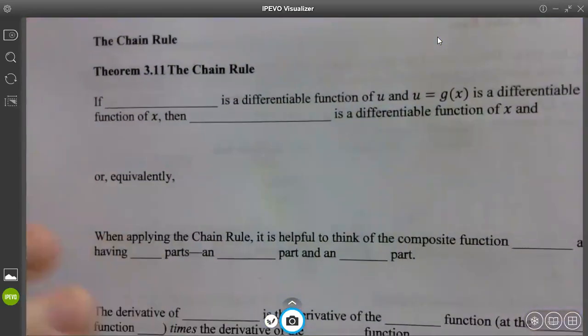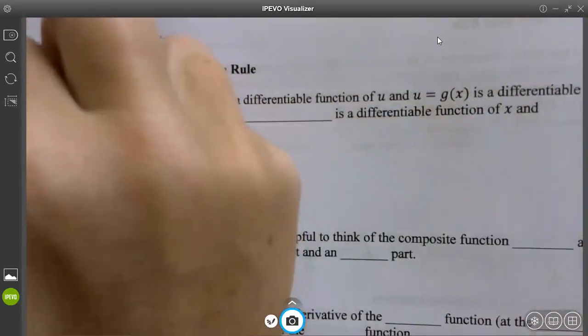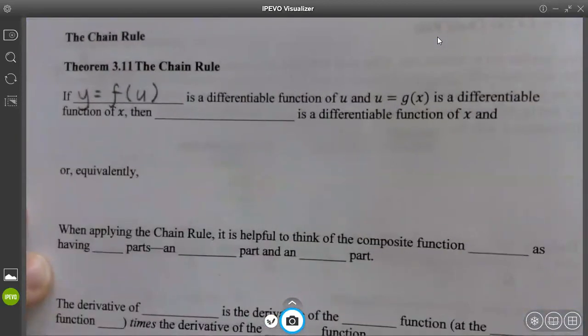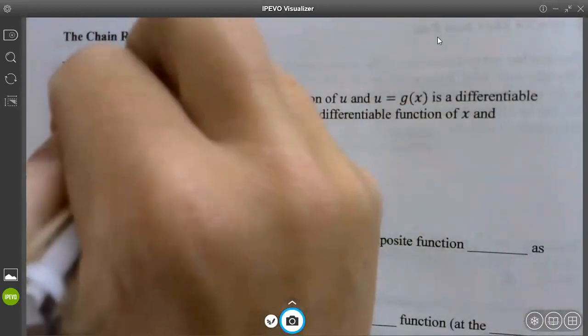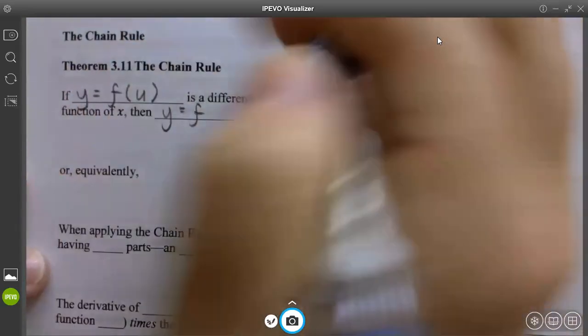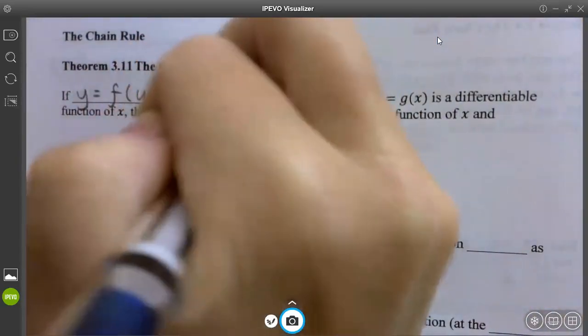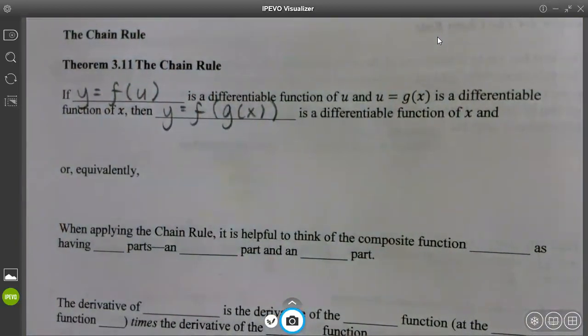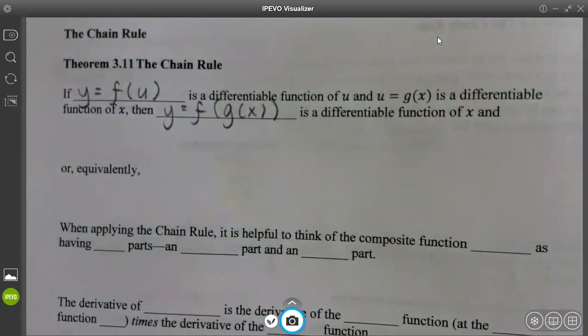So here is the chain rule. If y equals f of u, it's a differentiable function of u, and u equals g of x is a differentiable function of x, then y equals f of g of x is a differentiable function of x, and we'll stop right there for a minute.